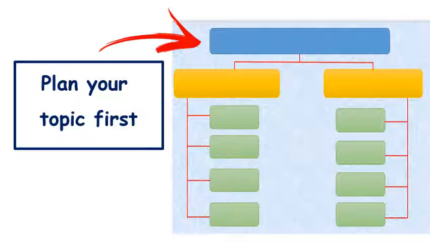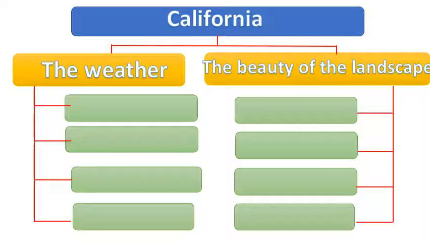This is how to make a plan or an outline for our paragraph. In the blue, we write the title. In the yellow, we write the first paragraph and the second paragraph. And in the green, we write the supporting sentences or the supporting details. This is a plan for our descriptive paragraph.